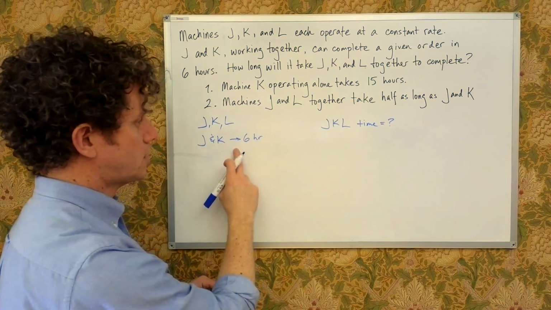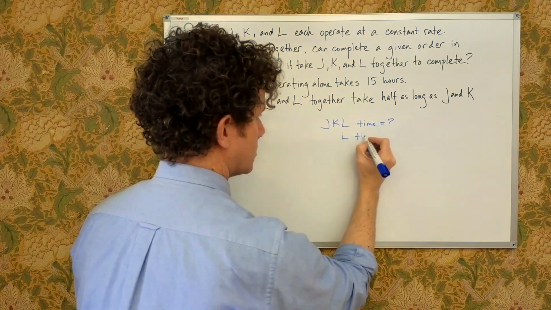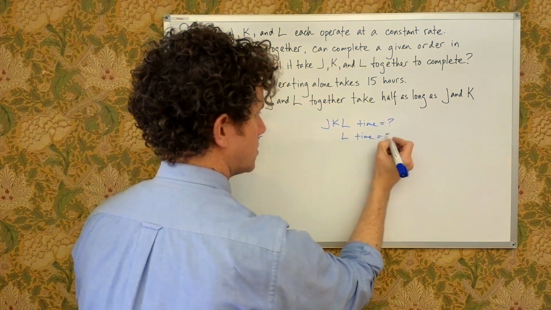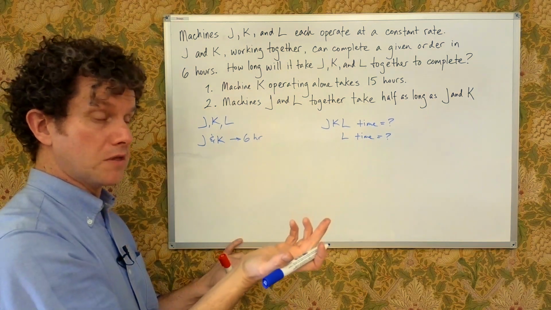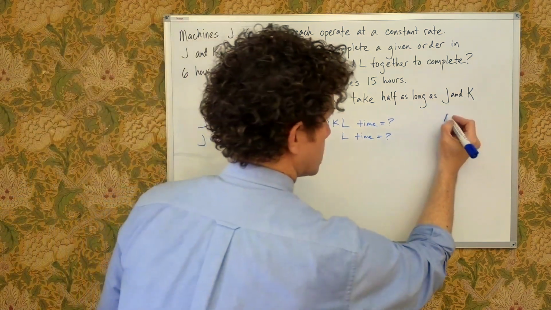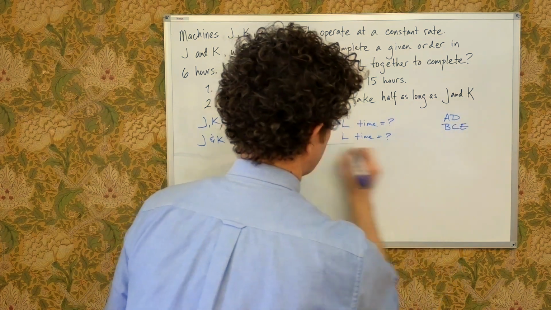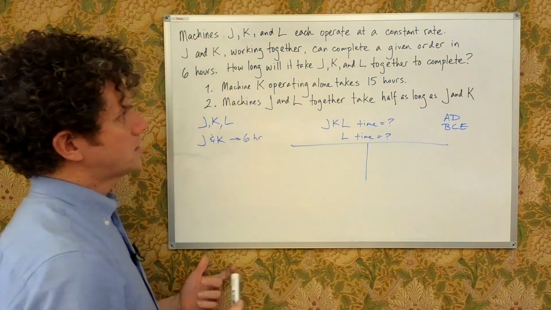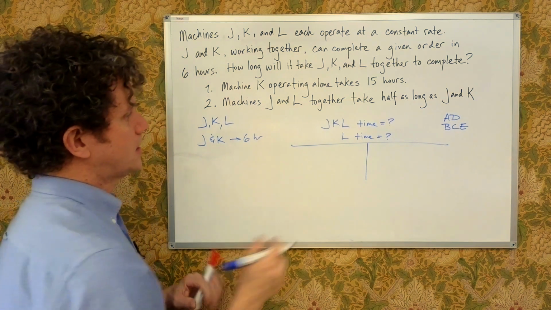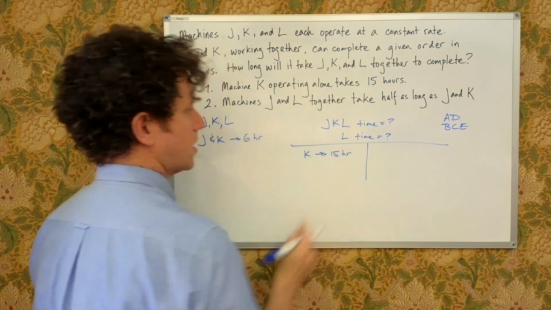To push the question a bit, I'm looking for the JKL time. I have the J and K time. I think my L time would be sufficient. If I had that and could add it to this, I think I would know everything I need to know. So I set myself up with the handy dandy answer grid, and I give myself a gigantic capital T. Statement 1. K on its own takes 15 hours.